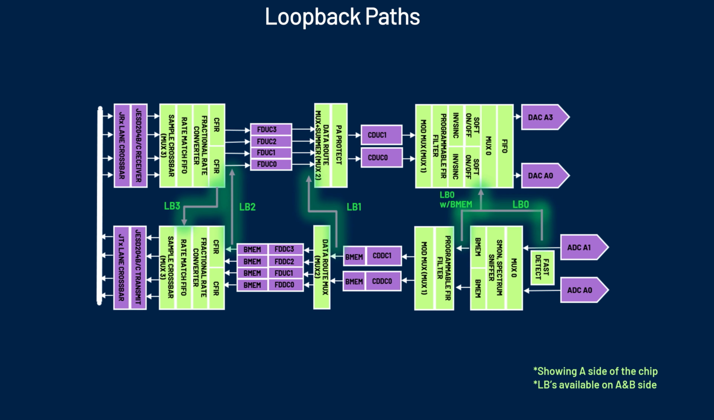Apollo MxFE has 4 internal loopback paths. Depending on the path, the user can choose options such as buffer memory, or BMEM. There are 3 functional blocks of BMEM in the receiver data path. To add precise delay, set the number of delay samples. The step size of the respective block depends on the sample rate at the block.